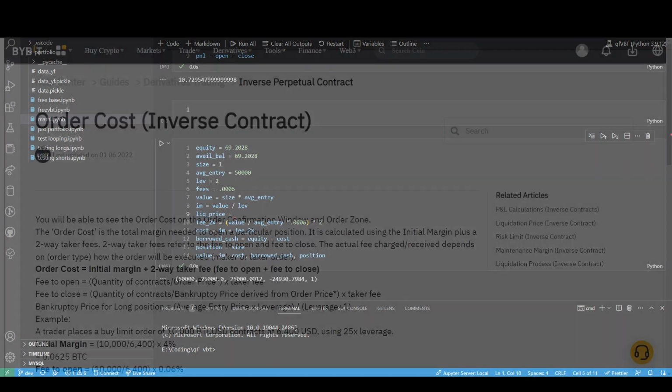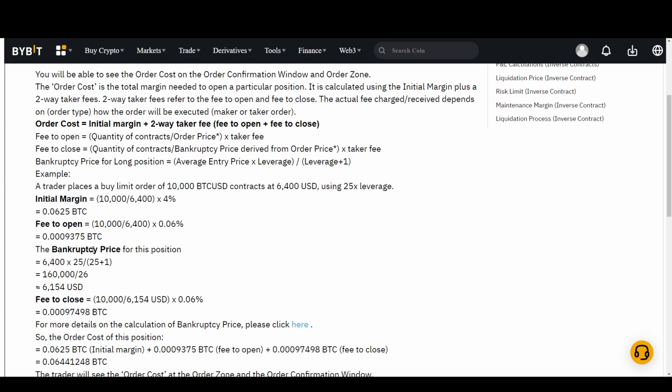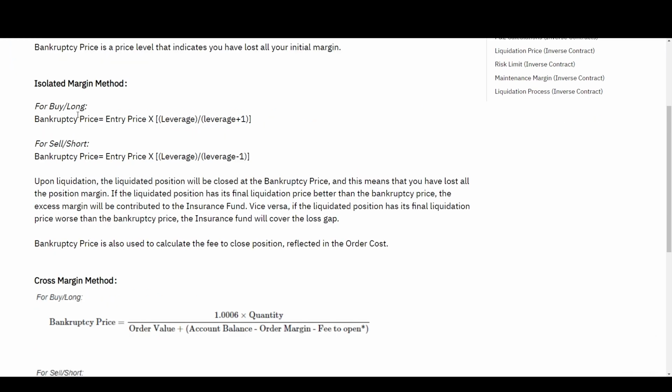All right, so some developments here. I'm realizing that in order to get the fee to close, you need to get the liquidation price. And that's where they're getting this from, right here. So you have to get the liquidation price, and then that's the fee to close. Okay, we're on to something. We're close. And here we have the bankruptcy price, which is entry price times leverage over leverage plus 1.